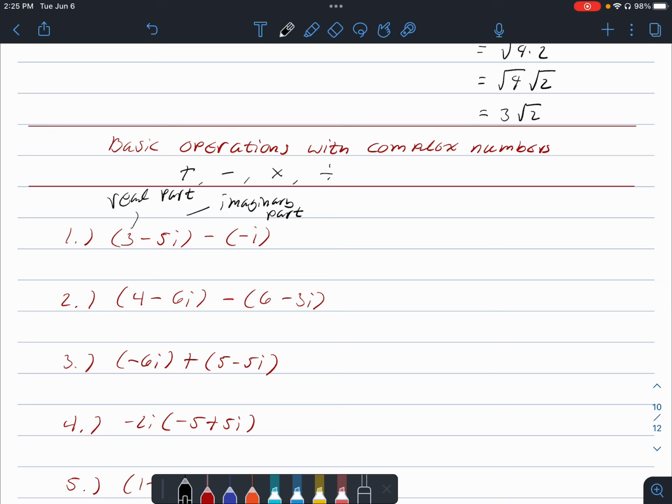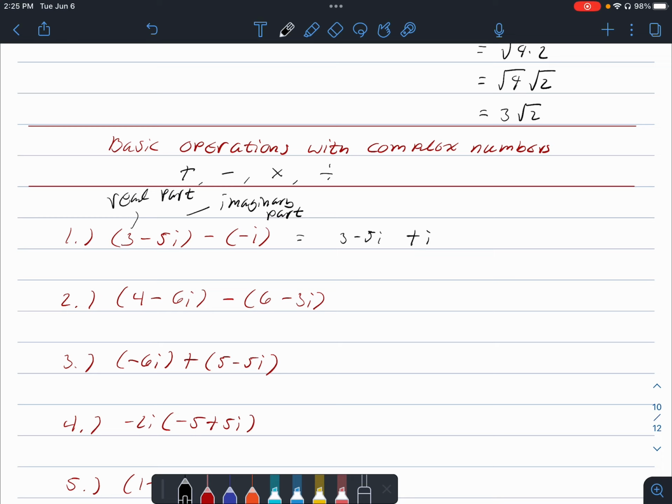So we're given 3 minus 5i minus a negative 5i. The first thing we should notice is we have minus a negative 5i. That's the same thing as plus i. So this is really 3 minus 5i plus i. And therefore, we can just go ahead and eliminate those parentheses because we're just adding now. So we have 3 minus 5i plus i.